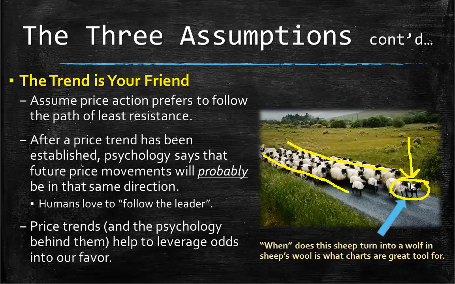Have they turned into a wolf yet? Are they leading us to the slaughter? And that's what a robot, that's what our eyes, that's what we are going to learn to do with technical analysis and charts: try to figure out when the conversion goes from a nice friendly sheep truly leading the trend to all of a sudden they're a wolf. They may be now starting to lead the sheep to the slaughterhouse.